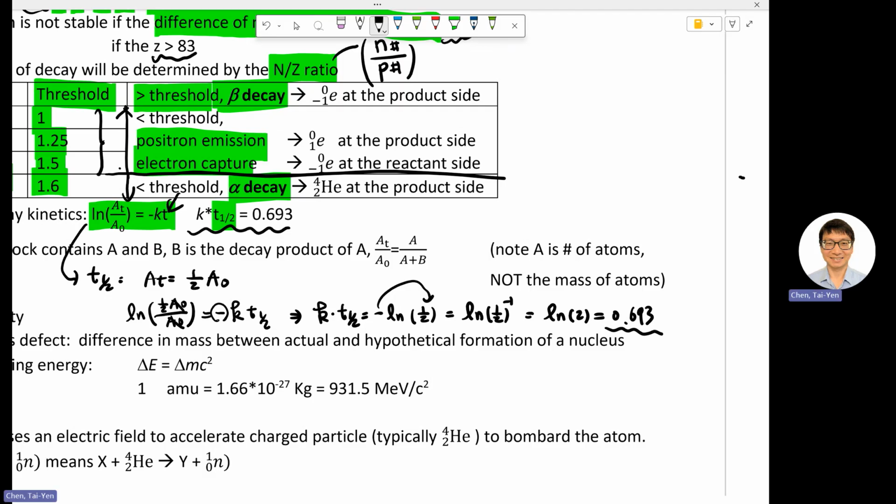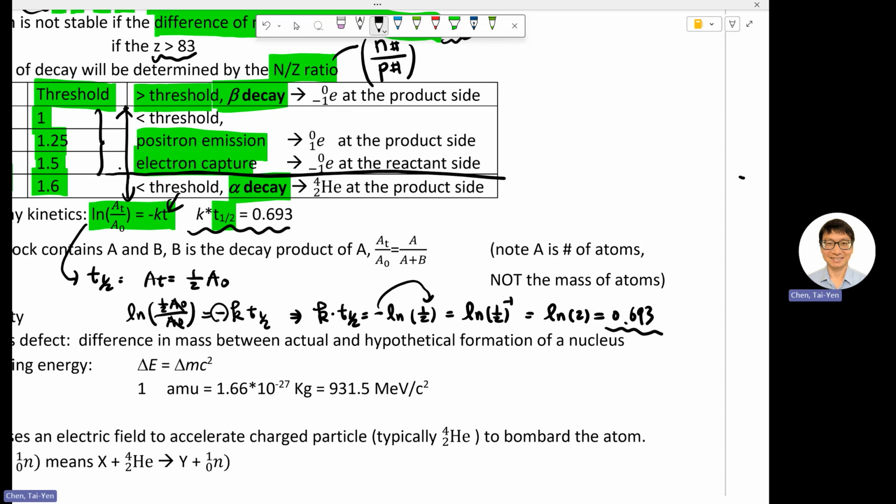Then you can also know how many have remained, therefore you have your At over A0. If you know your k, then you can calculate your t. The t will be how old your original sample is. So let's look at the basic graphic flow.